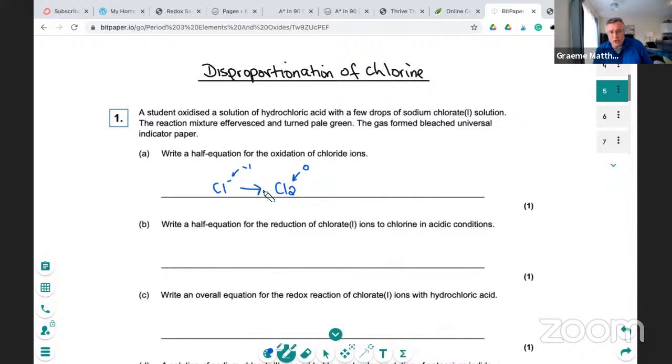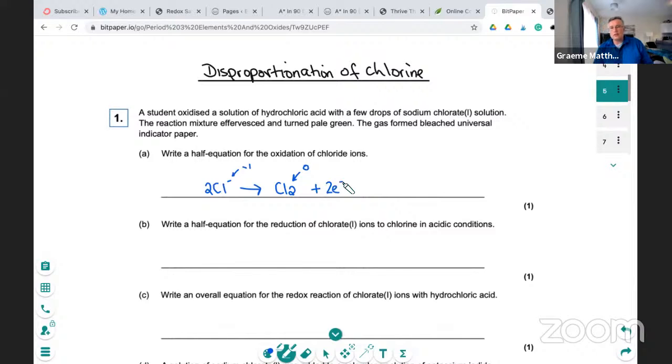Balance for atoms changing oxidation states. I needed 2 in front of this one. And then I'm thinking, all right, let's see. I've got 2 negatives, so I've got -2 on this side, right? 2 times -1, -2. This is 0. And so I need to add 2 electrons onto this side.